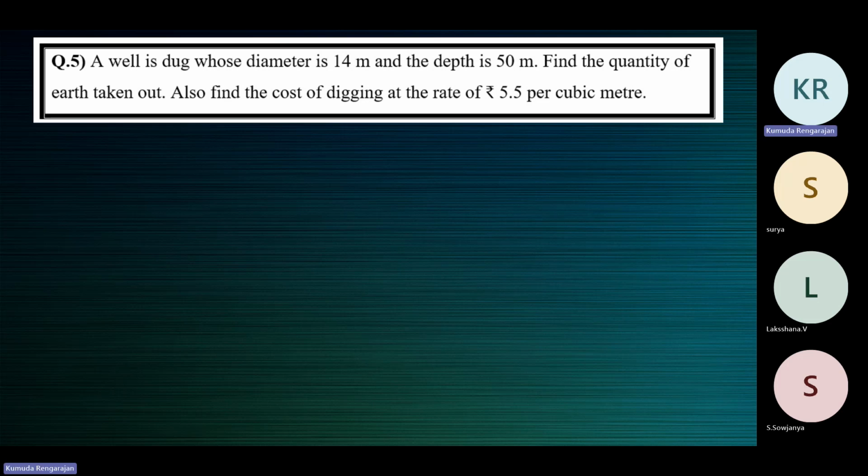Read the question and help me write the values. Tell me first what kind of a solid the well represents. Then tell me the value of R and H, and tell me if I have to find volume or area, and then tell me how to find cost.